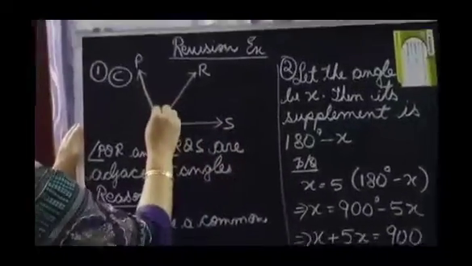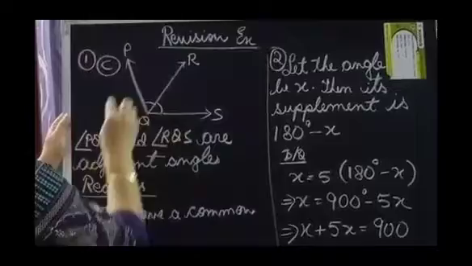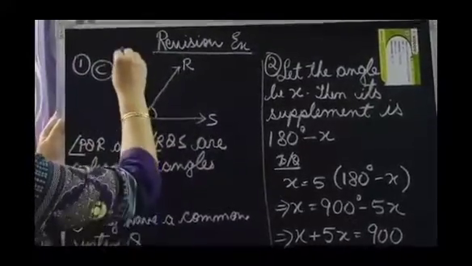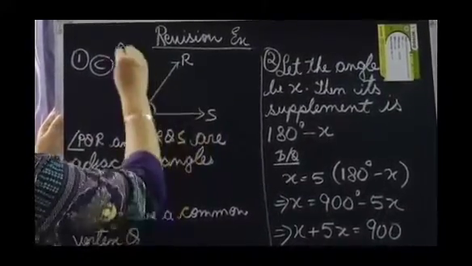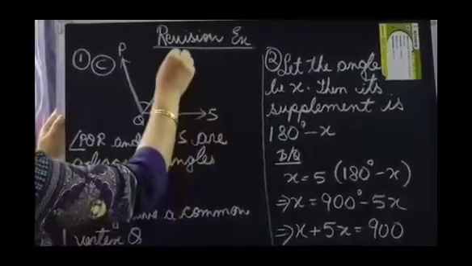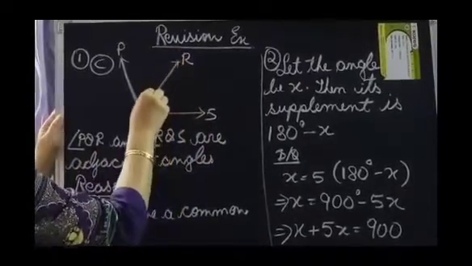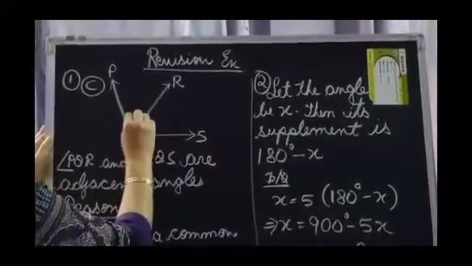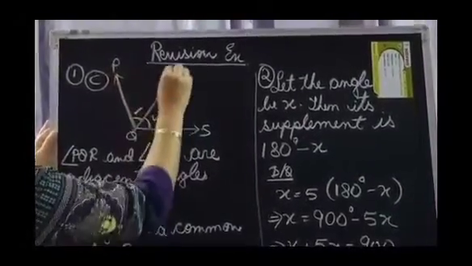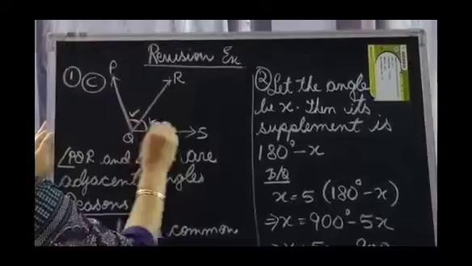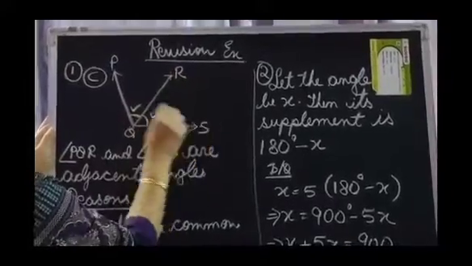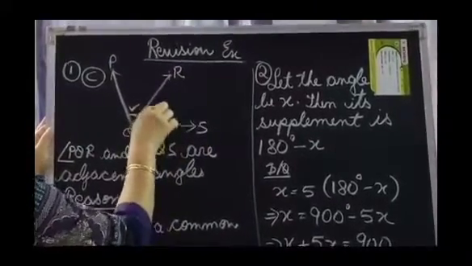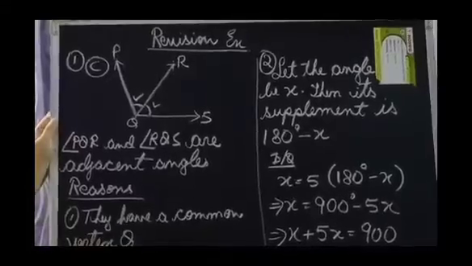Now this is the diagram. So what do we see here? PQS is an angle. Again there is one common arm QR. Now this angle is adjacent to this angle. This angle PQR is adjacent to angle RQS. That means they are nearby angles. But why? We have to give reasons.